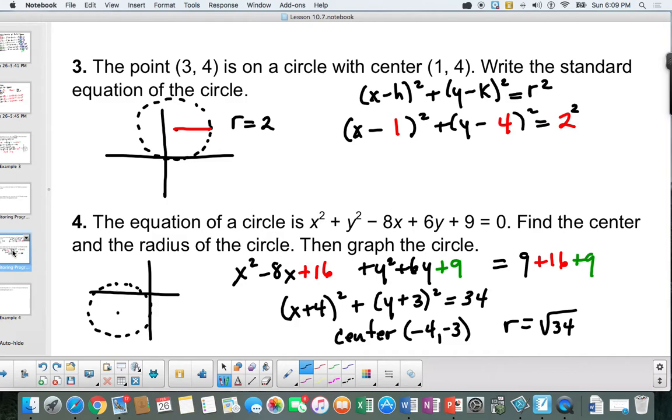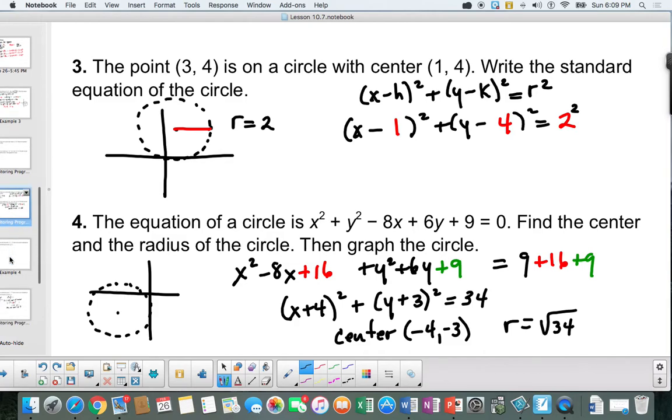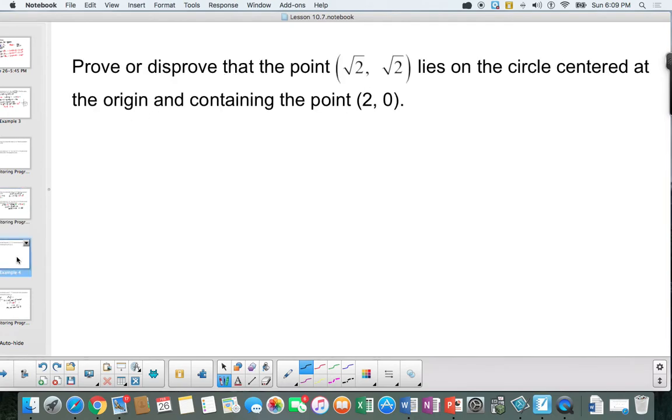And here are the answers. All right, let's go ahead and do a proof where we prove or disprove that this point lies on the circle. So I'm going to draw a picture, and this circle center is at the origin, and there is a point on the circle, 2, 0, which tells me that the radius is 2.